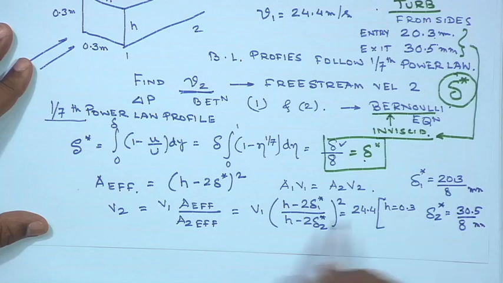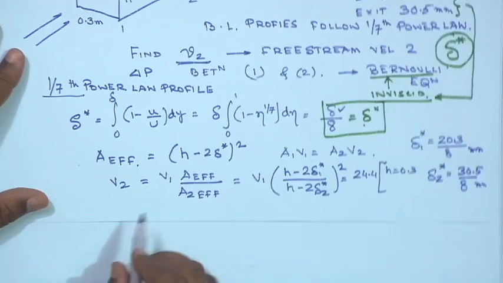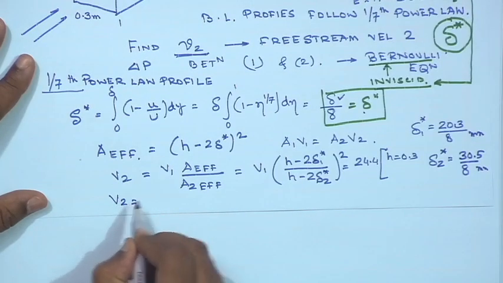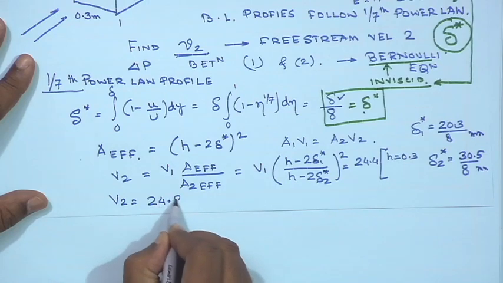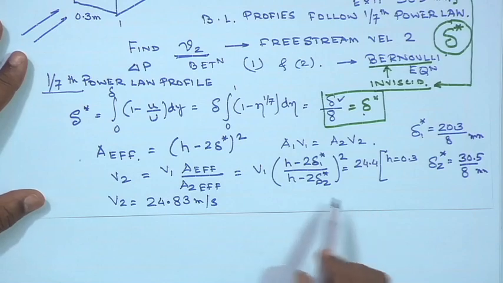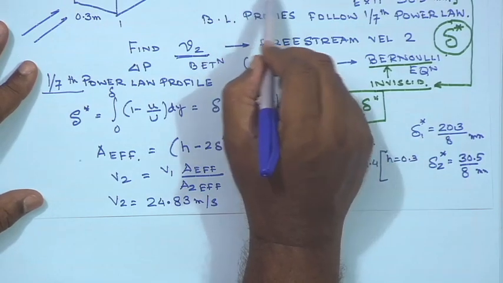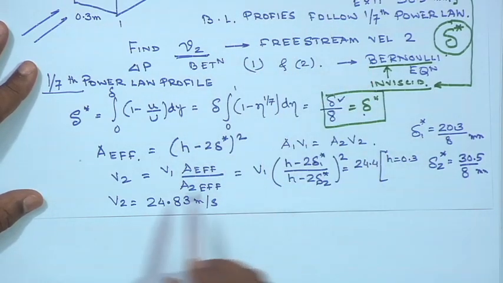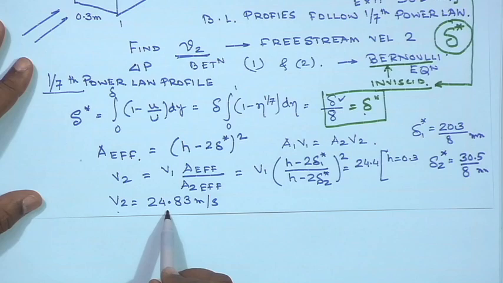So, you put the value of delta 2, delta 1 in here, and what you would say is V2 is equal to 24.83 meter per second. You should put the numbers and check, and therefore, you start with a value of 24.4, and at location 2 you are going to get V2 equals 24.83.